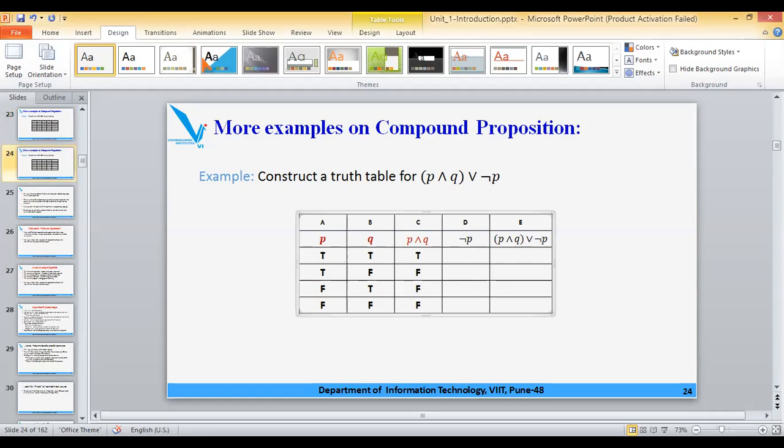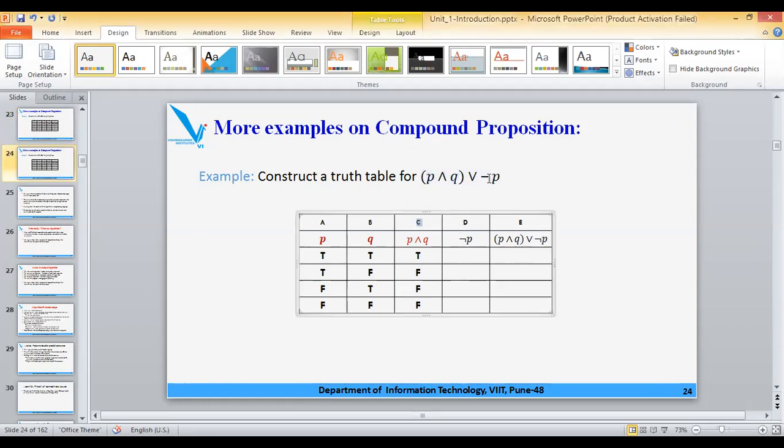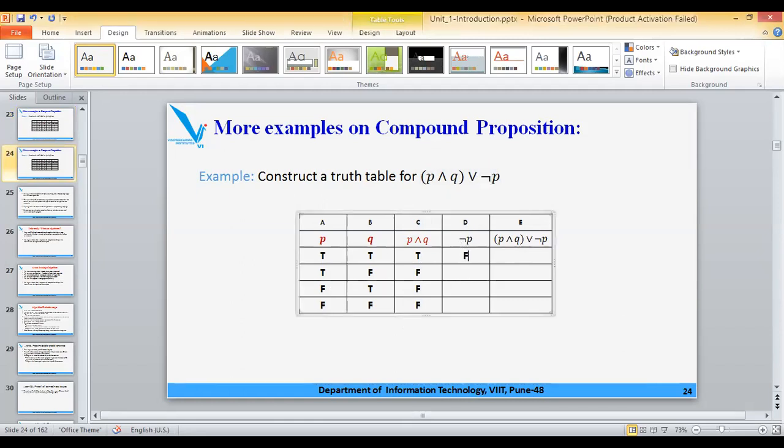What is the negation of P? Now this is the negation of P. I have solved P and Q in column C. Now for the negation of P, I am concentrating on this value. The negation of P will be false, false, true, true. The negation of P is nothing but the negation of column A.